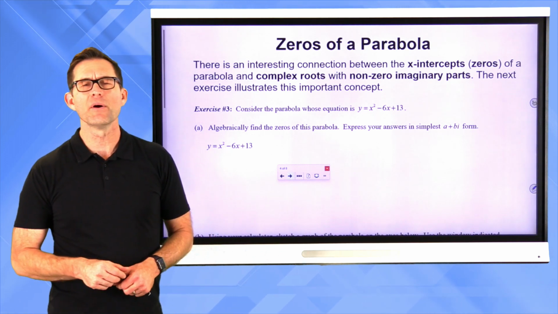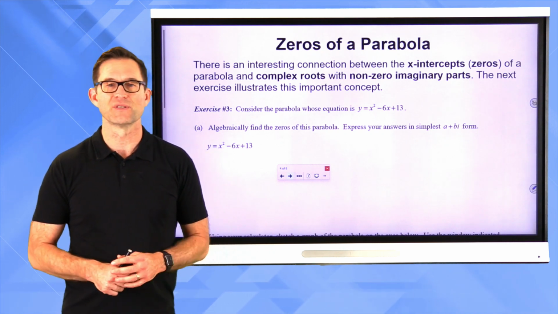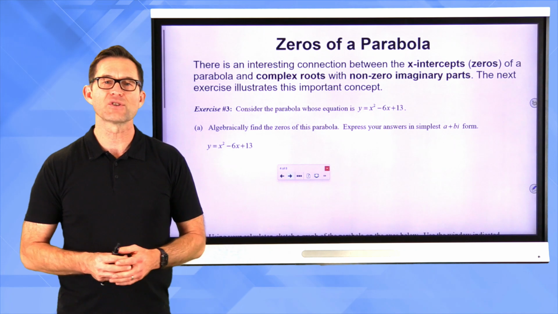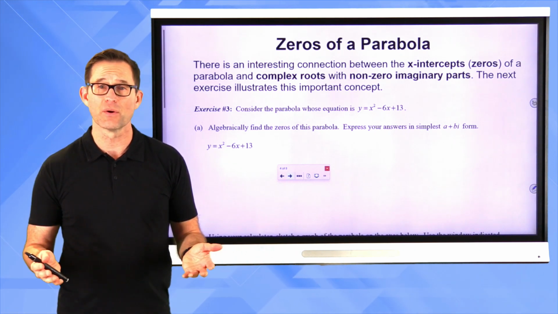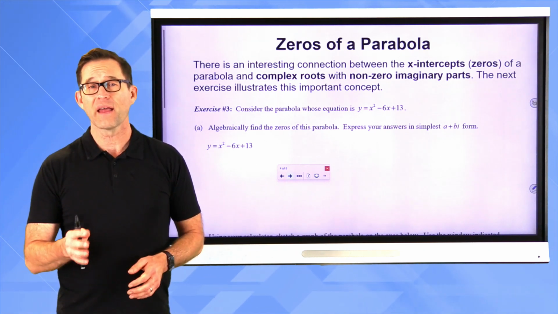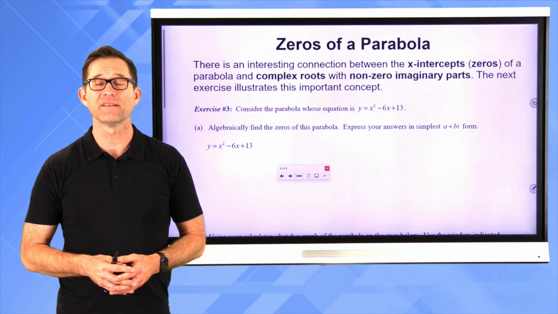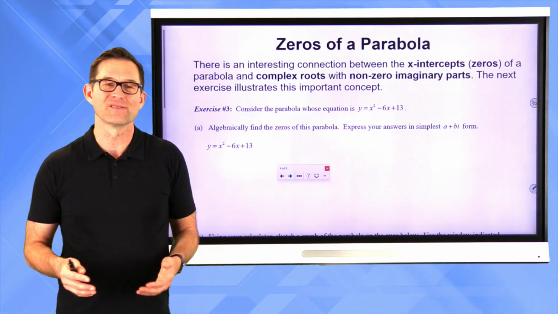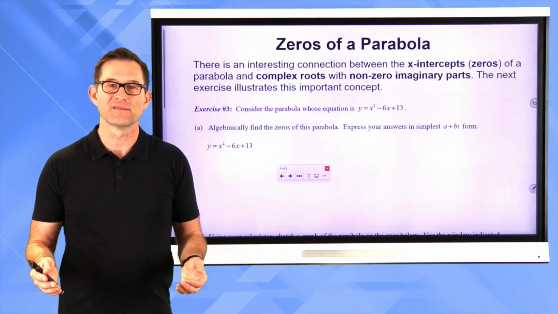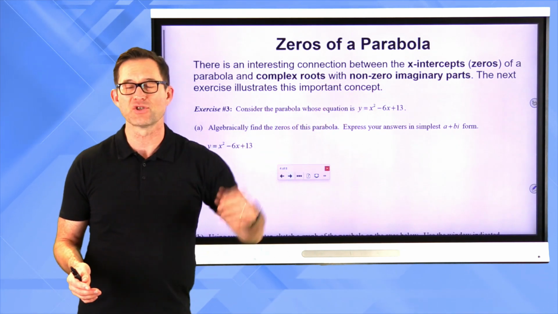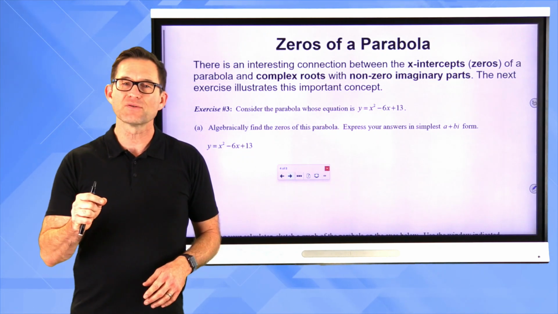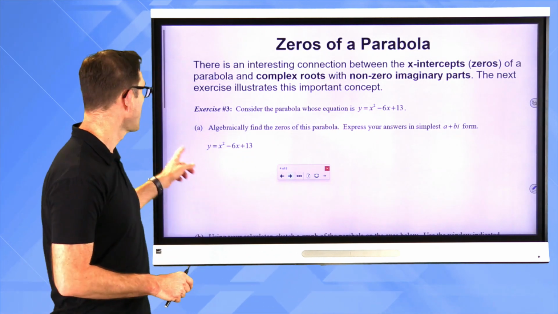So let's talk a little bit more about what we can get from this procedure. Let's talk about the zeros of a parabola. There's an interesting connection between the x-intercepts, the zeros, of a parabola and complex roots with non-zero imaginary parts. I always have to throw that in because all numbers are complex, but if they've got non-zero imaginary parts, it means that there's an i sitting there. The next exercise will illustrate this important concept.